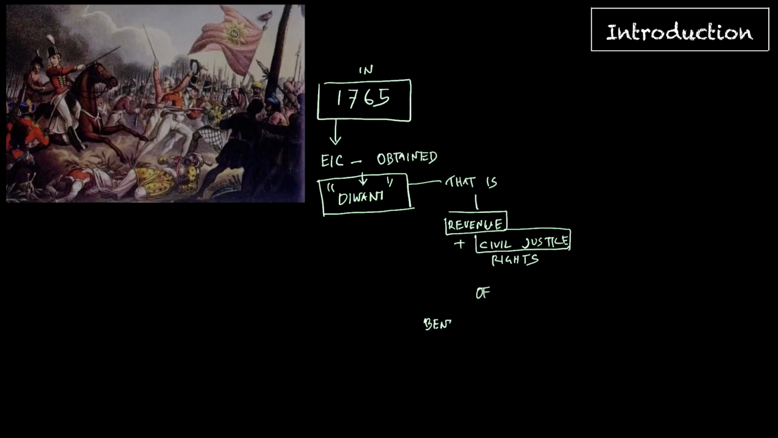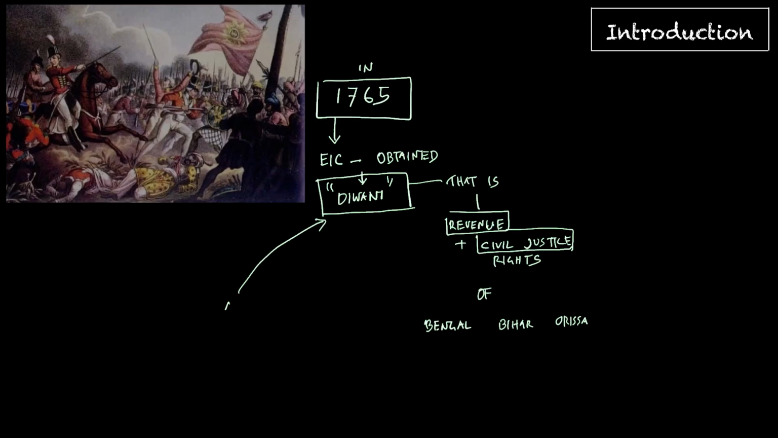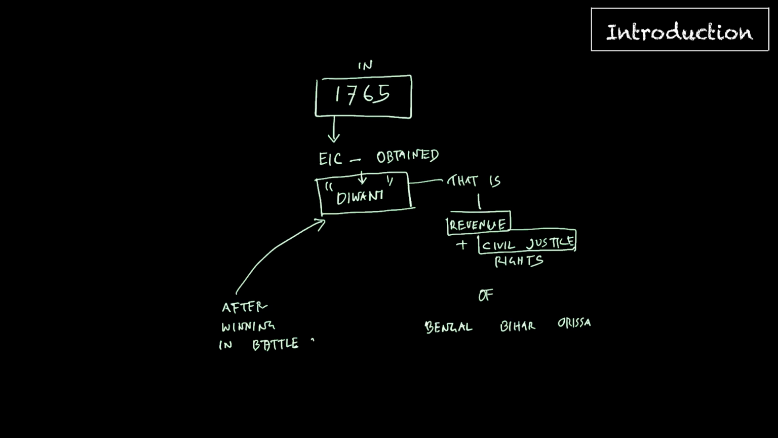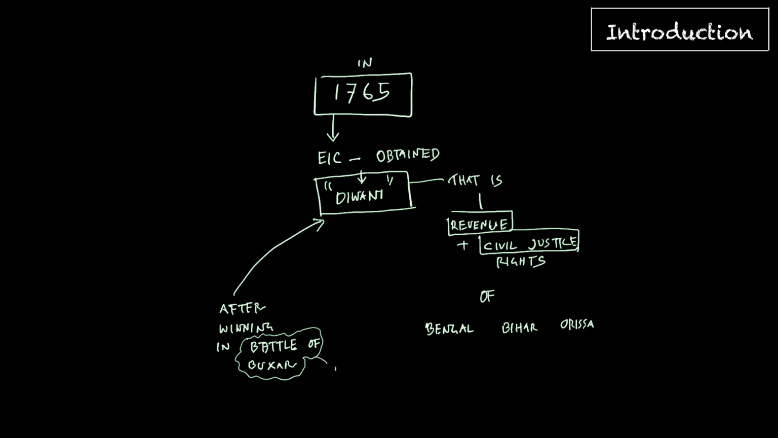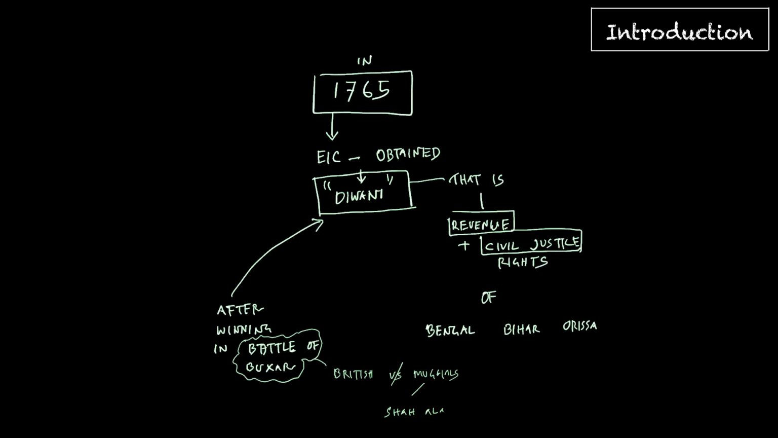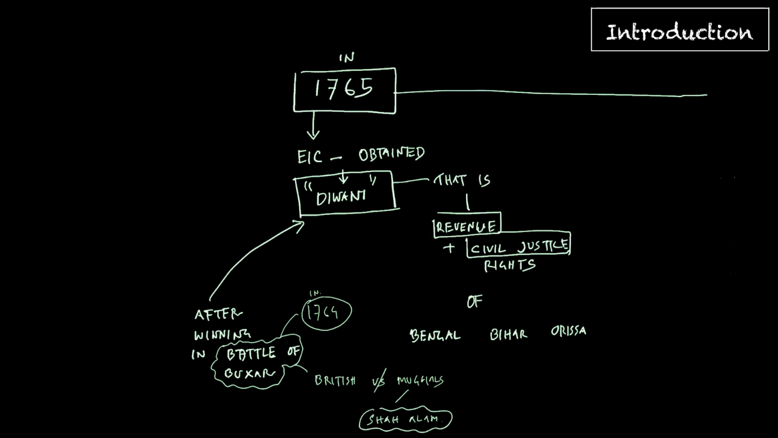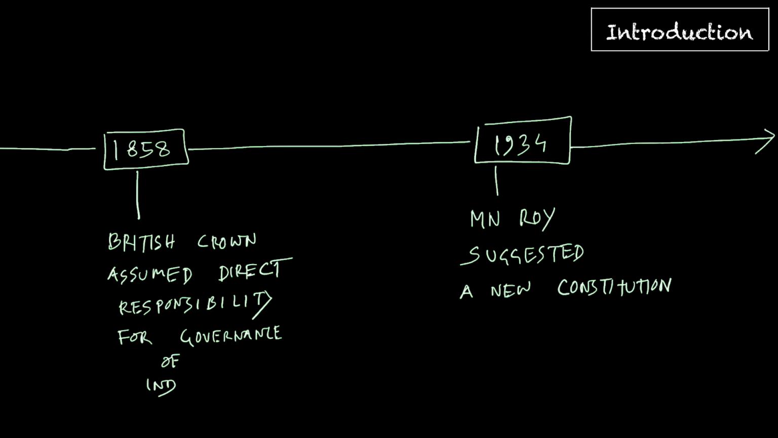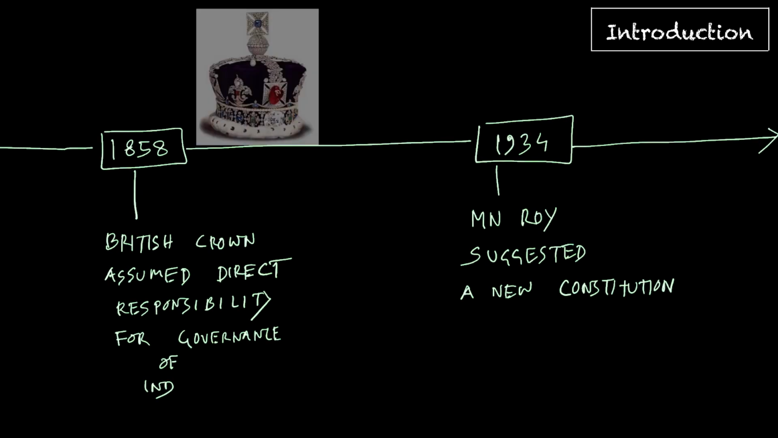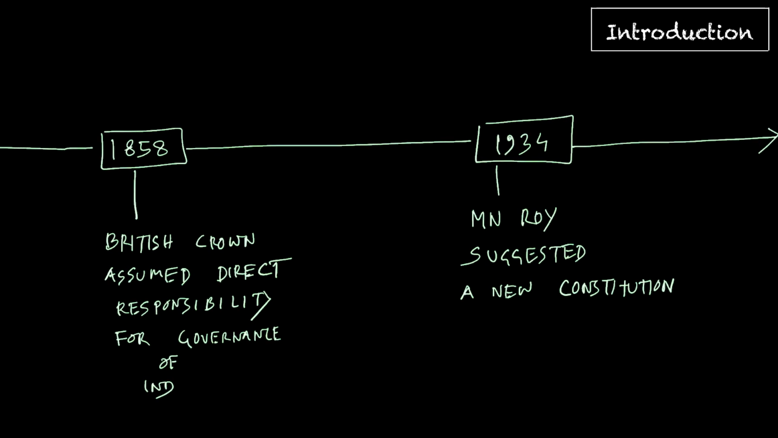This happened after the victory of the British in the Battle of Buxar, fought in 1774 between the Britishers and the Mughals led by Shah Alam. This was for the first time the British had acquired the rights to collect revenue and civil justice in India. In the year 1858, the British took total responsibility for governance in India.